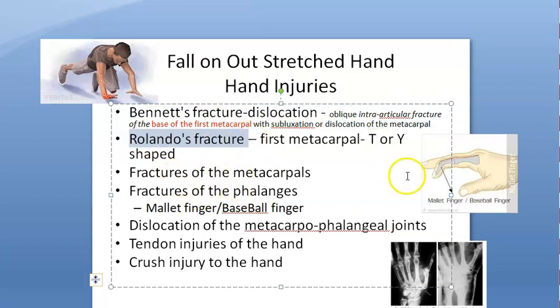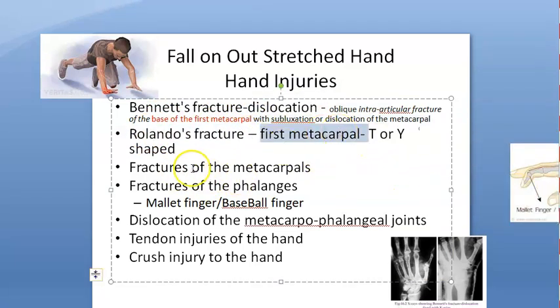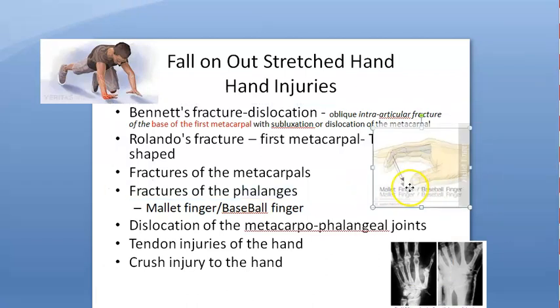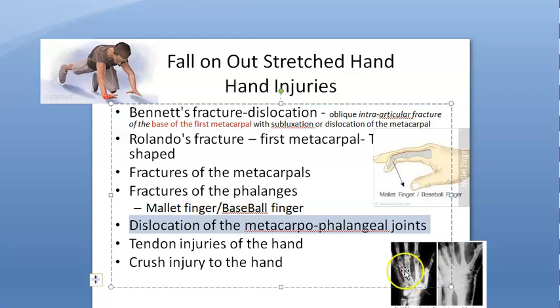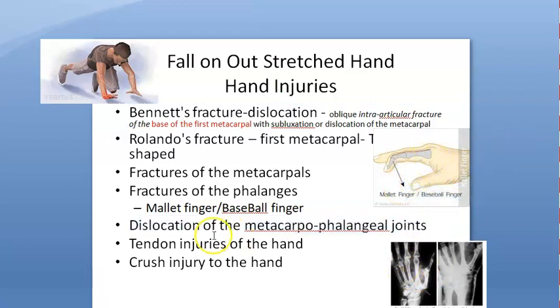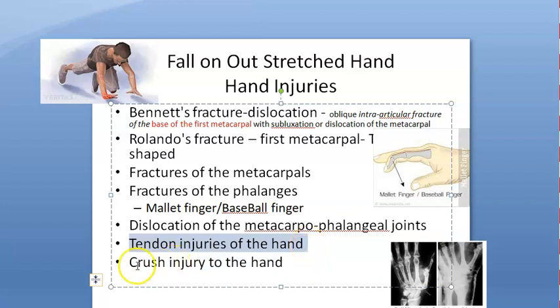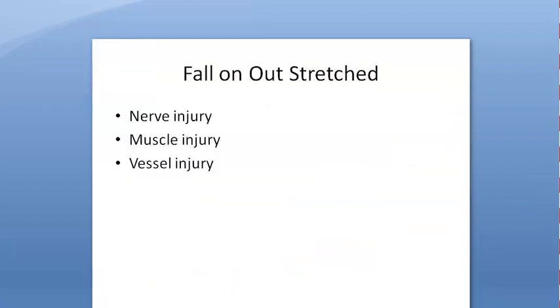Rolando's fracture can happen, T or Y-shaped fracture of the first metacarpal. These two are for the first metacarpal. Remaining, I think they have just put it under fracture of the metacarpals. Then you have fracture of the phalanges, which can lead to mallet finger, baseball finger. Then dislocation can happen of the metacarpophalangeal joint. There can be dislocation of this MP joint. Tendon injuries can happen. Crush injuries of the hand can happen.